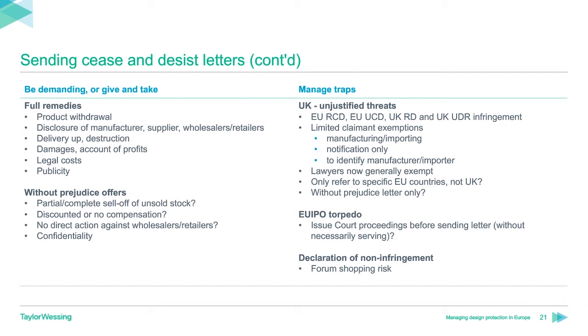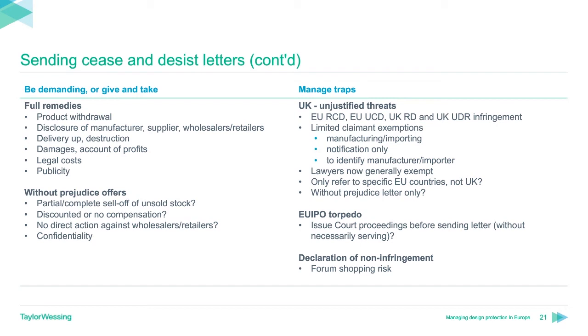Then moving on to thinking about what you are actually trying to achieve on a case-by-case basis. This will depend on the strength of the case and your primary objectives. On one extreme, you'll be requiring the full remedies to which you're legally entitled: product withdrawal, disclosure of the manufacturer, supplier, wholesalers, and retailers, delivery up and destruction of infringing products, damages or an account of profits, legal costs, and also publicity. For instance, requiring the defendant to publish a statement on its website that it was infringing your product, but that those have now been withdrawn.